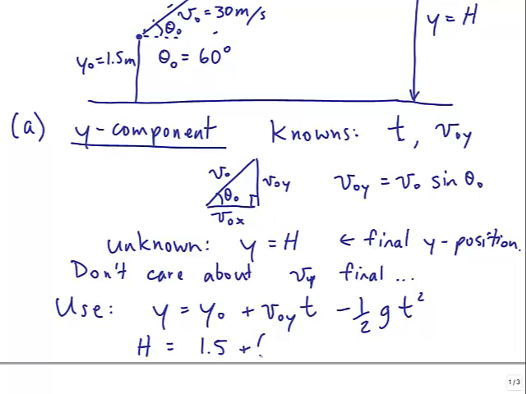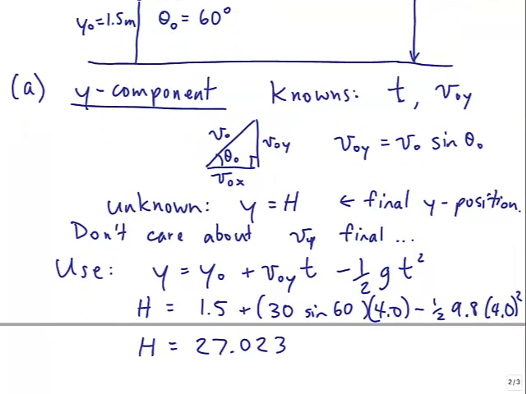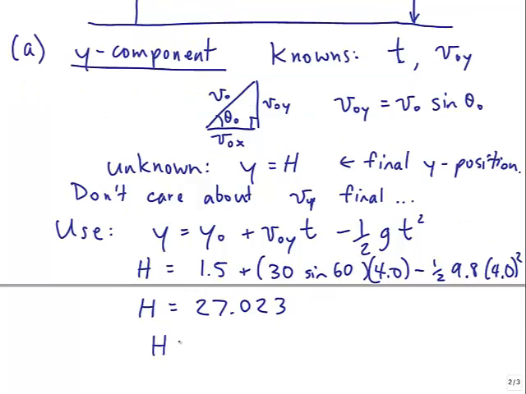Initial height, I will plug in all of our numbers, and if I plug that all into my calculator, I get h equals 27.023 meters. So h equals 27 meters.